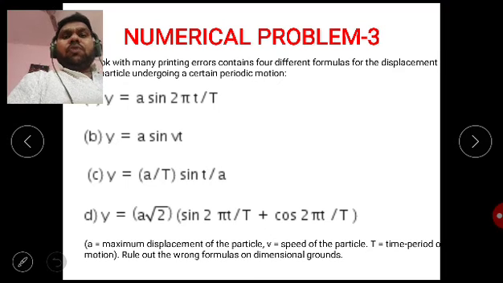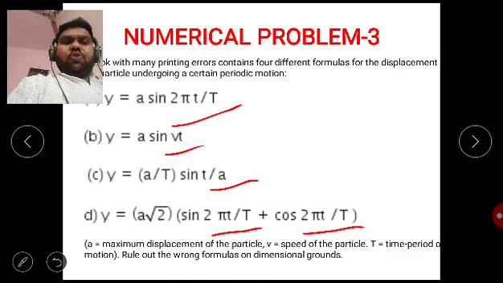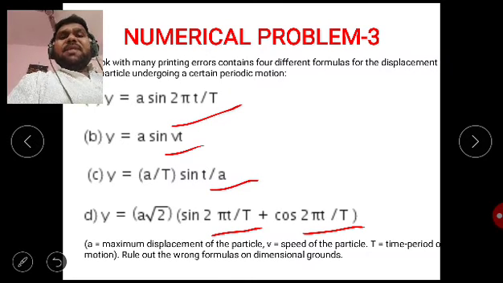We need to take this part and check whether it is dimensionless or not dimensionless. On the basis of this we will decide which of the given equations are correct and which are incorrect. After the sine, we will use the angle part, the red lined part, and we need to prove that this part is dimensionless.